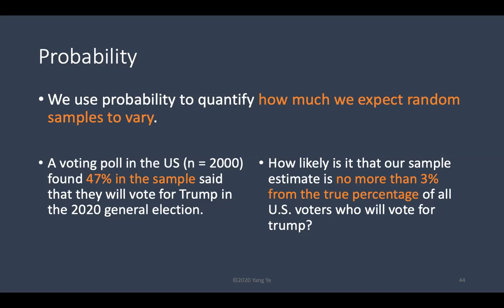So we know that 47% is probably going to be off the mark, but first of all, we want to know how much it is off the mark. And second, we want to know how confident, or how likely, we can be about this kind of statement that it will be no more than 3% from the true percentage. This kind of statement about the population is a form of statistical inference. And to do that, we need to understand one important concept, that is probability.